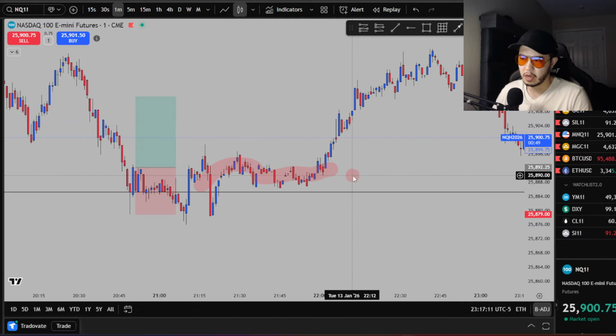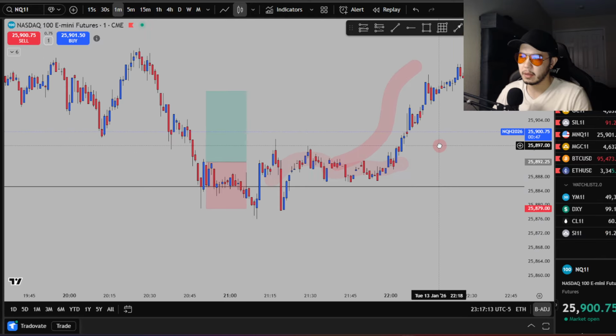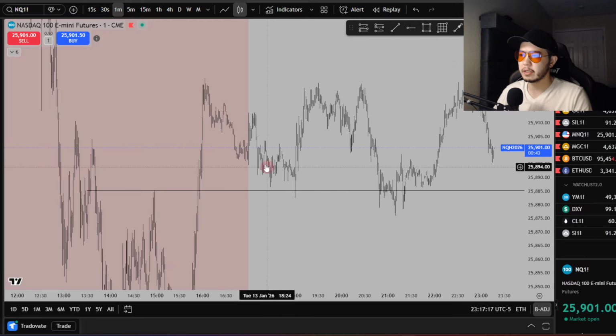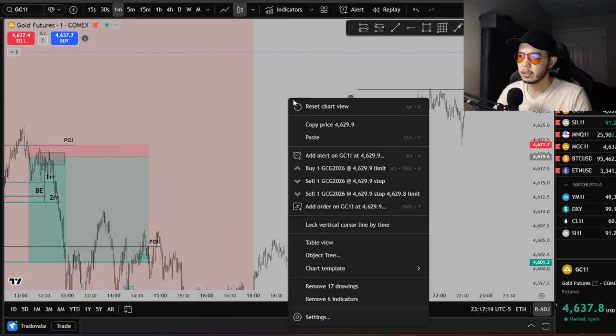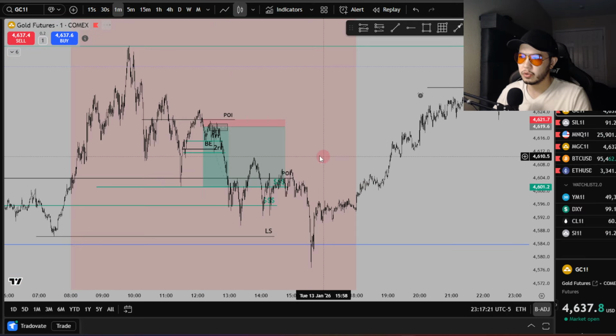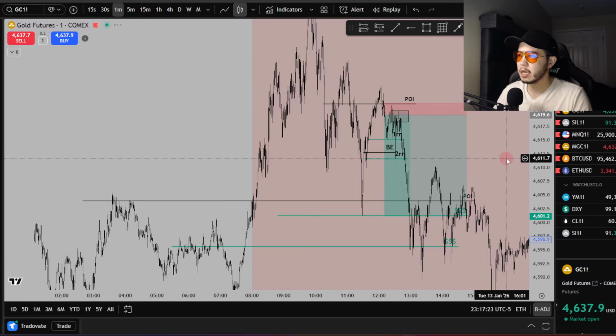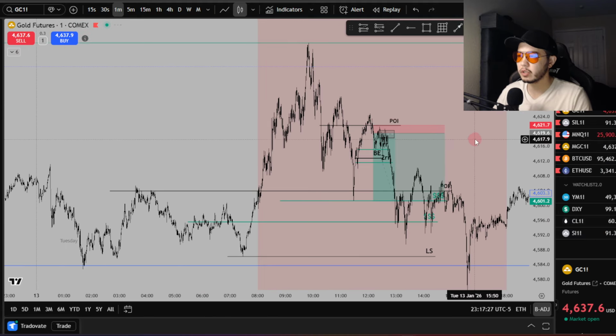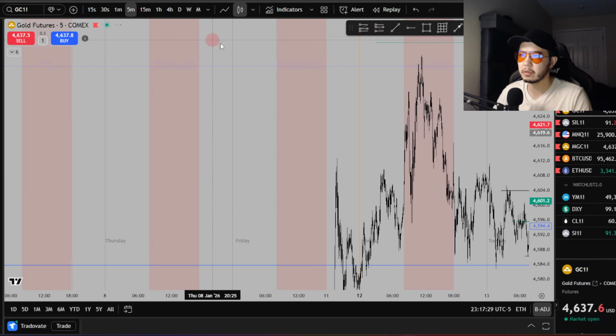Which I could have gotten in here, but when you see a price action that bad, you usually want to stay away from it. So that's what I did. And the gold trade we took today. And then after that messy price action on NQ, I switched it back to the funded account.